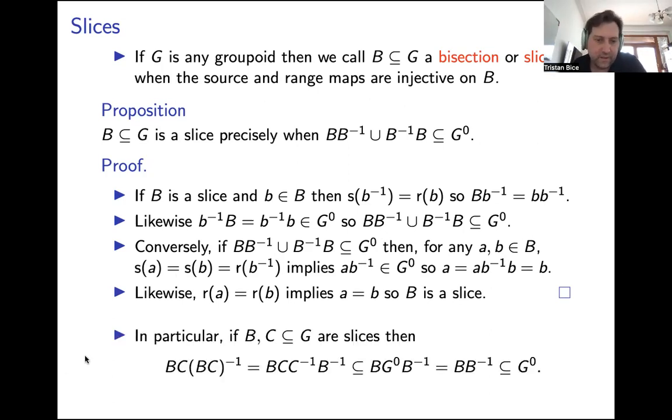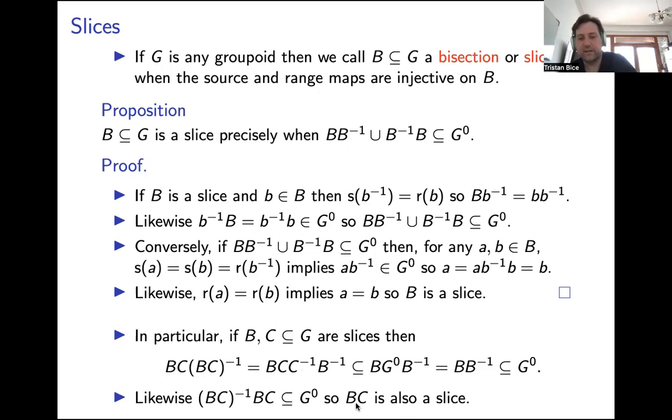And this gives us maybe a simple way of showing that slices are actually closed under taking products. So let's look at a product of two slices B and C. Then you can rewrite it like this. Then C inverse consists of units, so that's going to be just included in B inverse, which itself is included in the unit space. And likewise, the other way around. So this does indeed say that BC is a slice, that slices are closed under taking products. So keep that in mind.